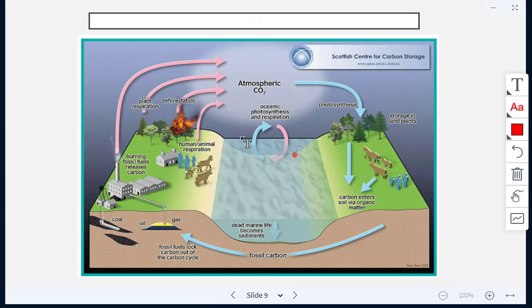As well here, we can see in the aquatic cycling here, there's photosynthesis and respiration occurring there as well. And fossil carbon, fossil fuels lock carbon out of the carbon cycle.